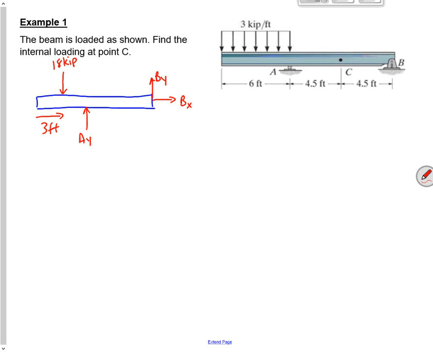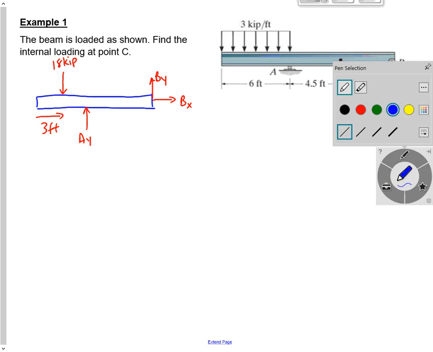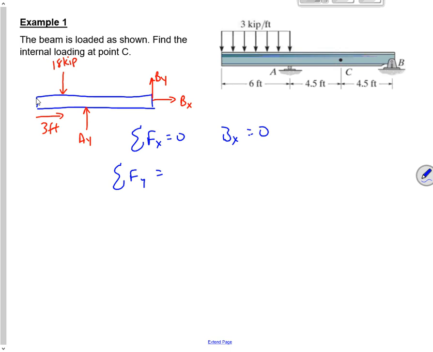So now I can do this very easily. Let's not do it in red. I get the sum of the forces in X equals 0, so BX equals 0. So far, so good. Then I do the sum of the forces in Y equals 0. Then we do the sum of the moments.